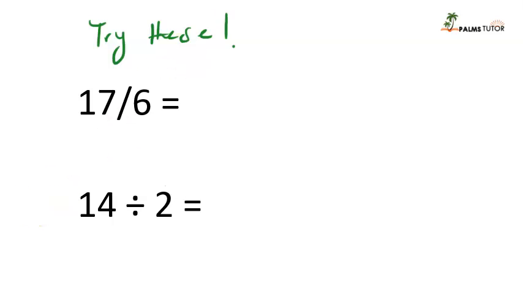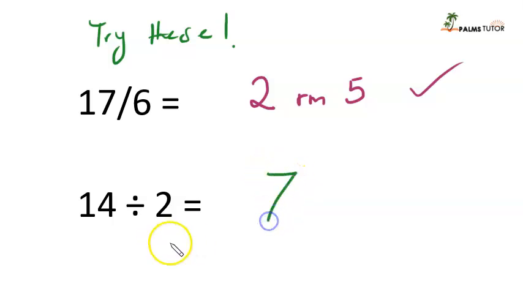Okay, for number 1, 17 divided by 6, if you got 2, remainder 5, you're correct. Yippee! If you didn't, check again. Is it that you counted wrongly or you didn't group it correctly? Right? And number 2, 14 divided by 2, would have no remainder in this case, and would be 7. Good job.